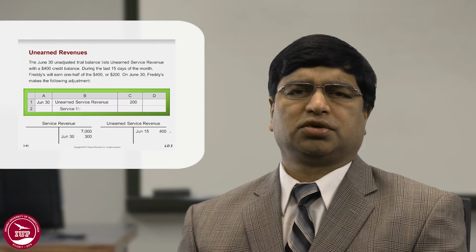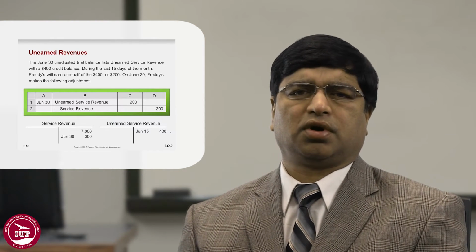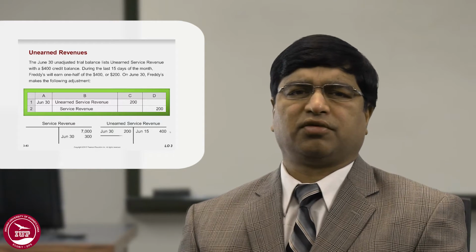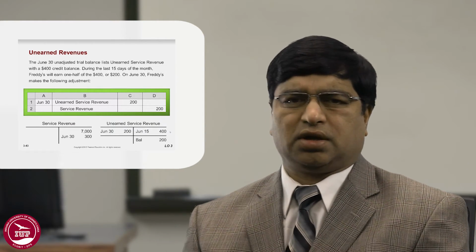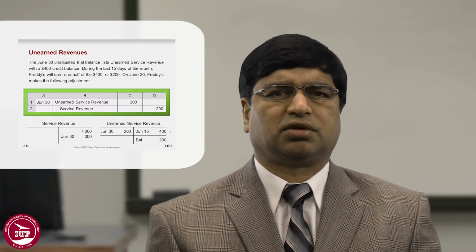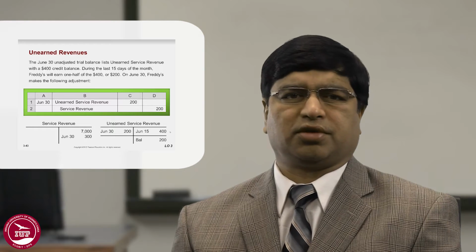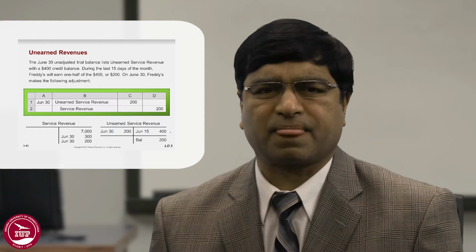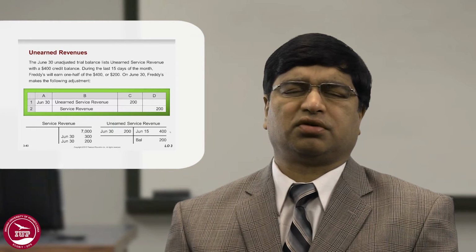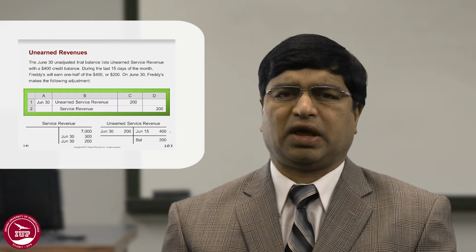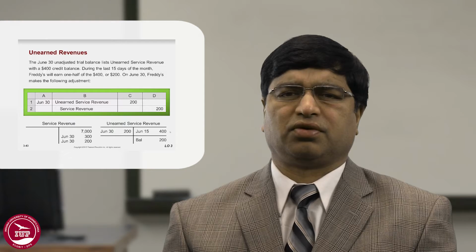So on June 30th, you earned half of the revenue. Please note that the service revenue is credited and unearned service revenue is reversed to the extent of $200, or it is debited for that matter. Similarly, you know how to post that to your account, at a credit of $200 to service revenue and a debit of $200 to unearned service revenue.